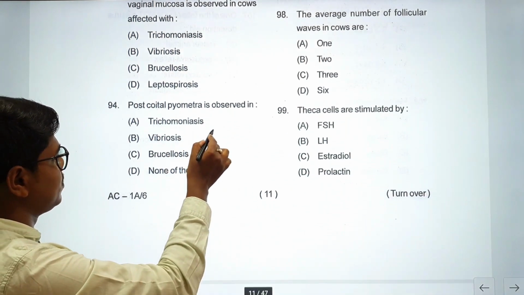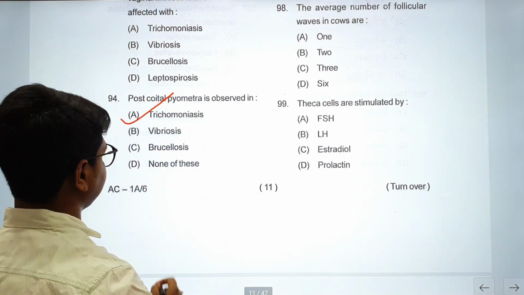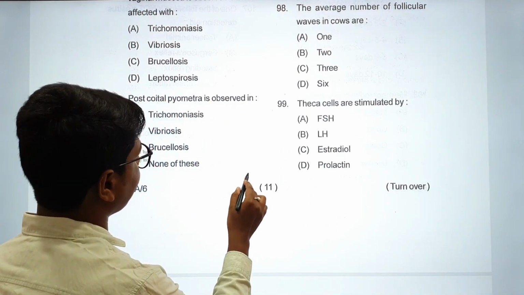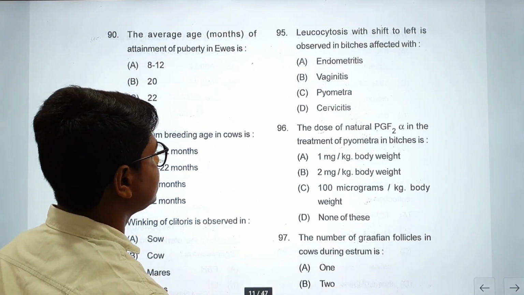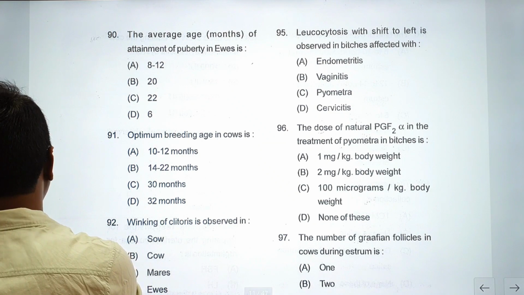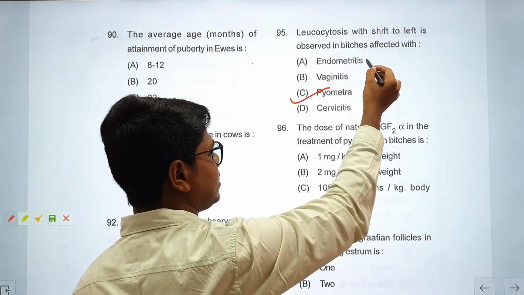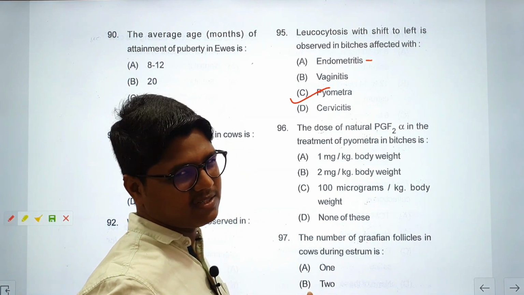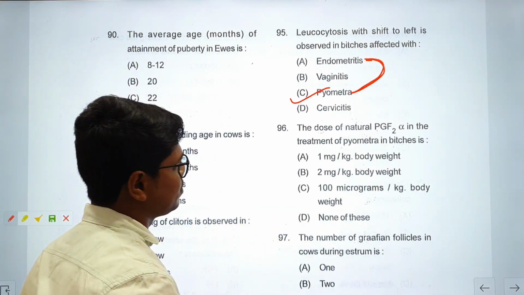Postcoital pyometra is observed in trichomoniasis. These are direct questions. Leukocytosis with shift to left is observed in bitches with pyometra. Okay. But see, in endometritis also, third degree endometritis is known as pyometra. They are interlinked. Okay, but the answer is pyometra.